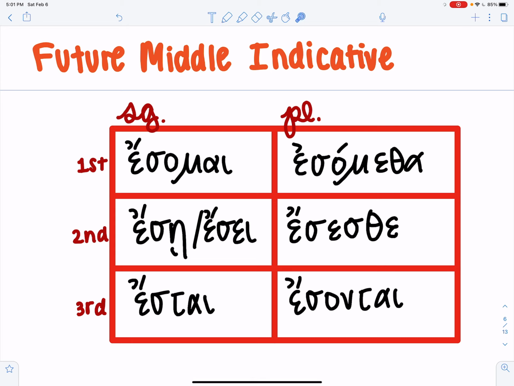And now let's go back and translate these. Esomai, I will be. Esse, either one. You will be. Third singular, estai, he, she, or it will be. First plural, esometha, we will be. Second plural, esesthe, you all will be. And third person plural, esontai, they will be.